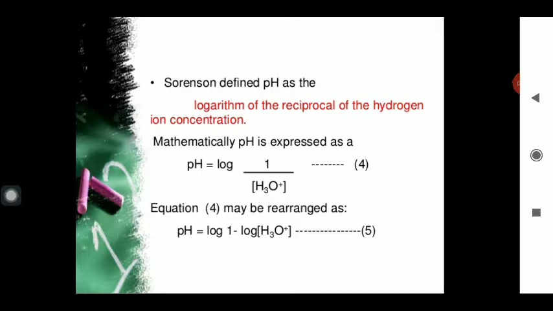Sorensen defined pH as the logarithm of the reciprocal of the hydronium ion concentration. So we can say mathematically pH is equal to log 1 upon H3O positive ion concentration.